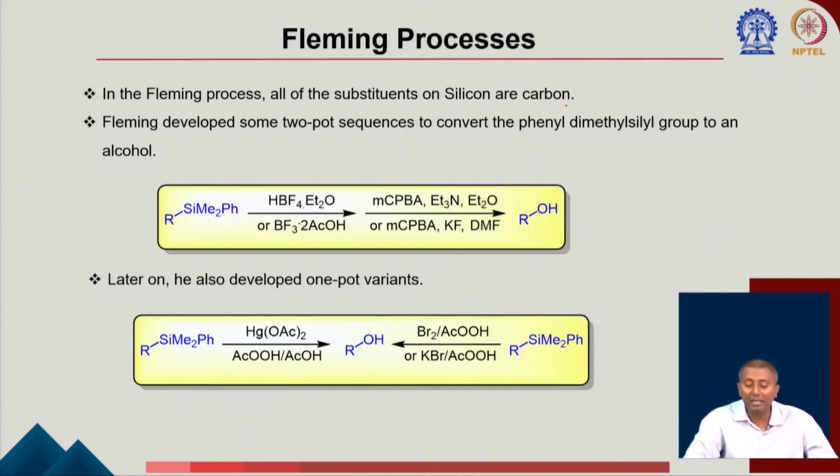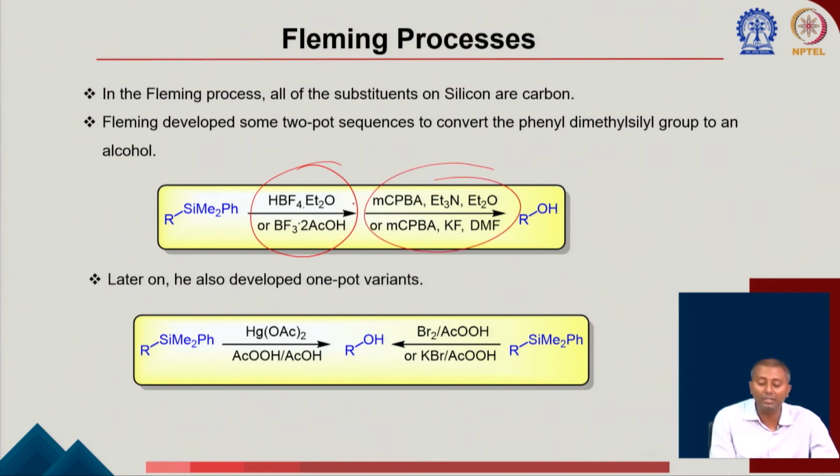In the Fleming process, as I mentioned, it could be a two-pot sequence, HBF4 first, then BF3 with acetic acid, then MCPBA, or it could be a one-pot variation which they developed later with mercury acetate and acetic acid and this acetyl peroxide species, or it could be bromine, or KBr with this peroxide. That can also convert the corresponding R-Si to the R-OH.